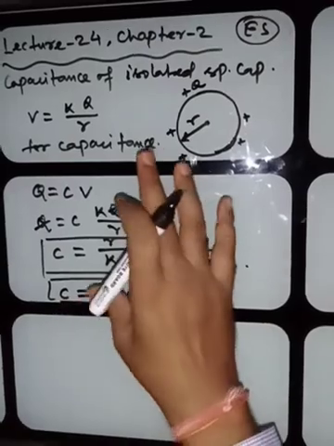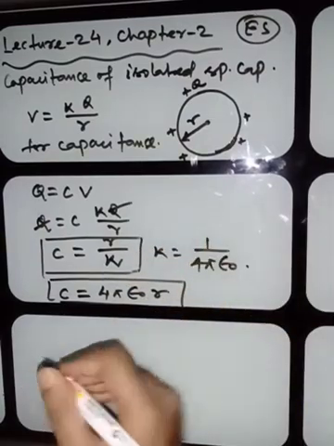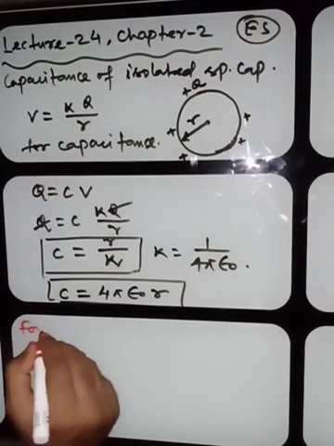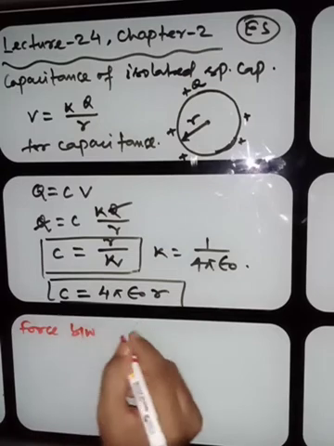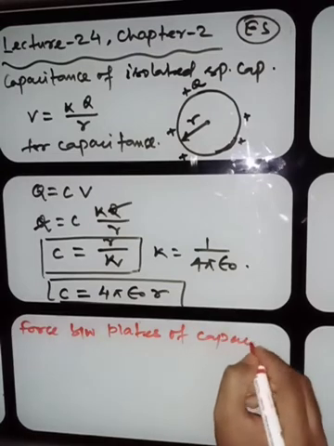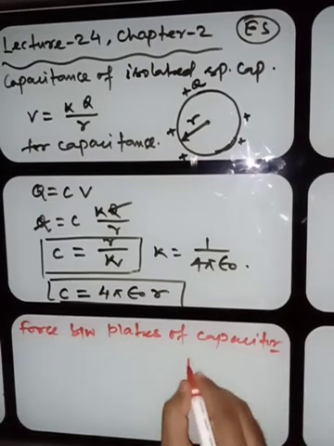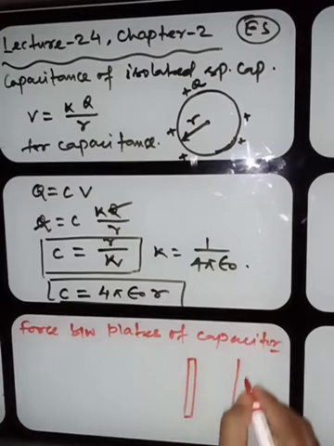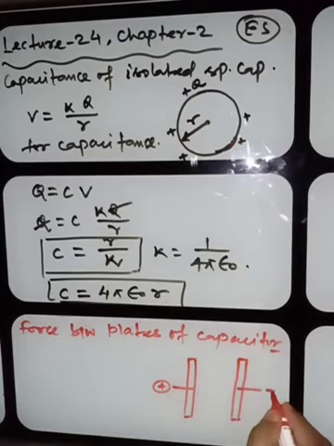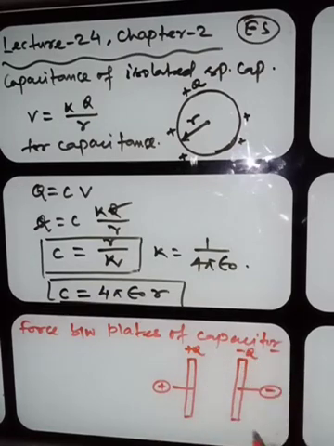The question will be: find the mathematical derivation for the force between two plates of a parallel plate capacitor. So I am writing here the force between plates of capacitor. My dear students, these are the two plates of the capacitor. One is connected with the positive terminal of the battery and another is connected with the negative terminal of the battery. As we know, the positive charge is over here and the negative charge over here.